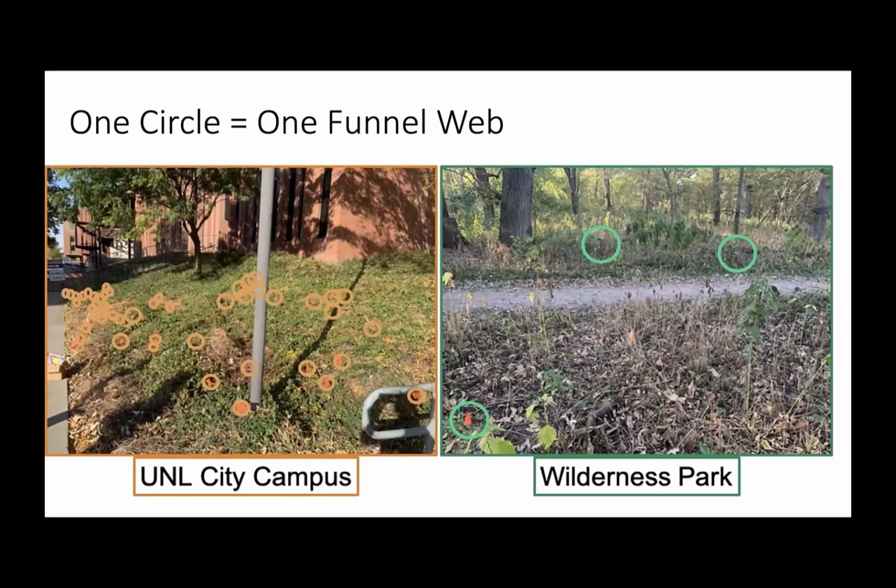And to show a visual representation of this, we had marked each of the webs with an orange flag at each of the sites, but to make them easier to see here, I've circled them. And you'll see a photo of a site on city campus on the left and a photo from Wilderness Park on the right. And you can see City Park has a ton of spiders and they're basically building webs right on top of each other. And if we look at Wilderness Park, there's only 3 webs at this site and they're spaced very far apart.